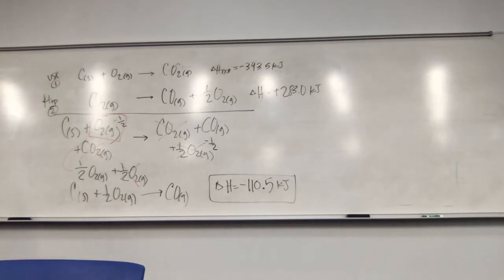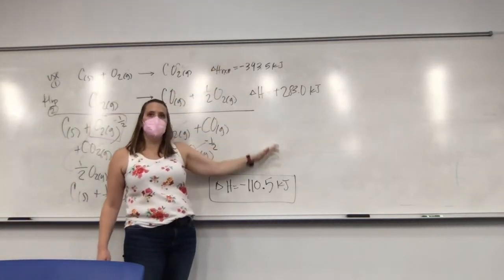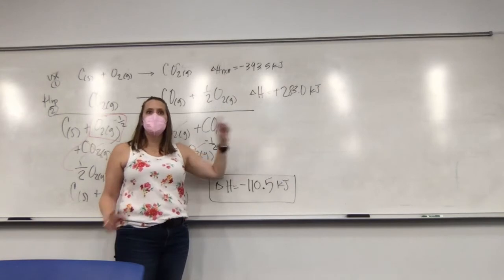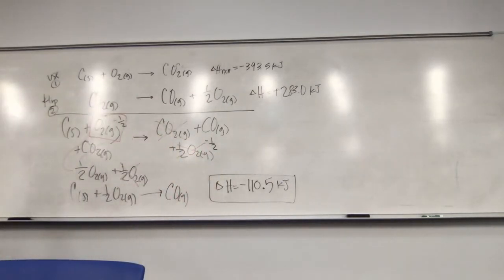Any other questions? So basically, your end product is supposed to be what you're calculating for. If you do this correctly, which is our goal here, what you get at the end should be that. And once you do that, you can sum up all of the rest of your delta H's to give you the delta H of reaction using the other reaction parts.